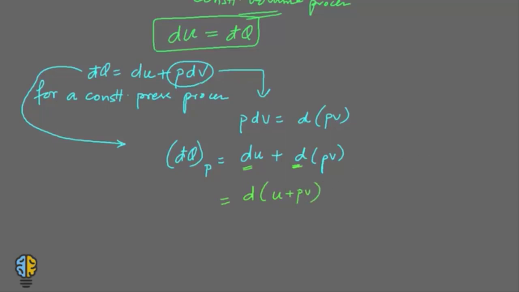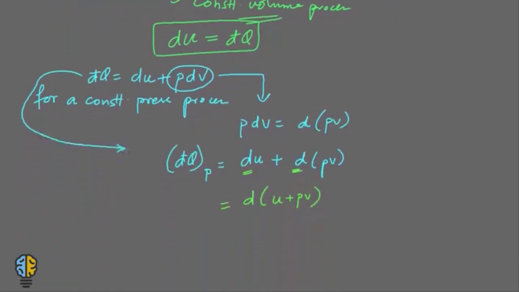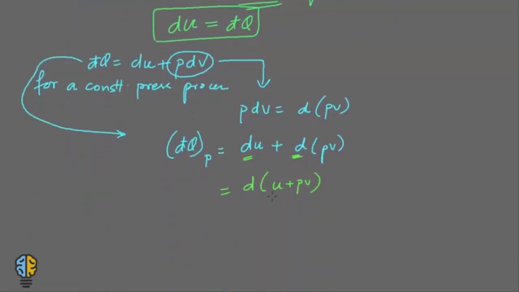Now if you go back to the top of the screen, the value of H was U plus PV, and now let's go back to the thing that we were working on. So U plus PV is nothing but H. So this is enthalpy. So I can write down that dq, or the heat exchange at constant pressure, is nothing but the change in enthalpy.